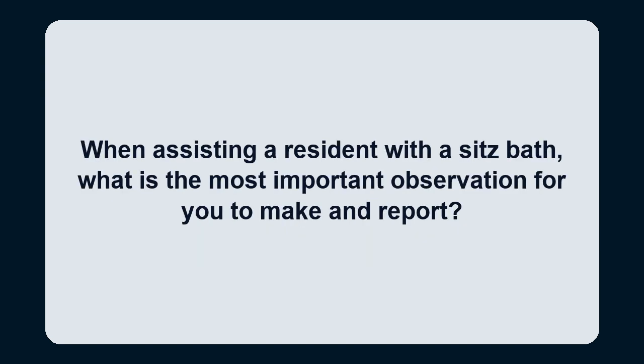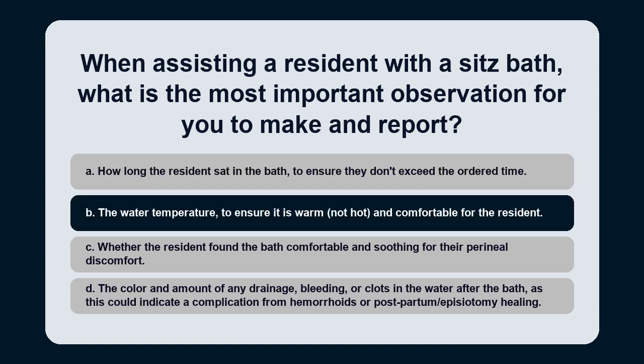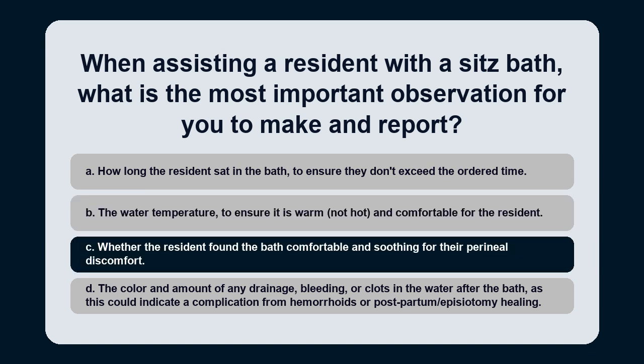Question 4. When assisting a resident with a sitz bath, what is the most important observation for you to make and report? Option A. How long the resident sat in the bath to ensure they don't exceed the ordered time. Option B. The water temperature to ensure it is warm, not hot, and comfortable for the resident. Option C. Whether the resident found the bath comfortable and soothing for their perineal discomfort.